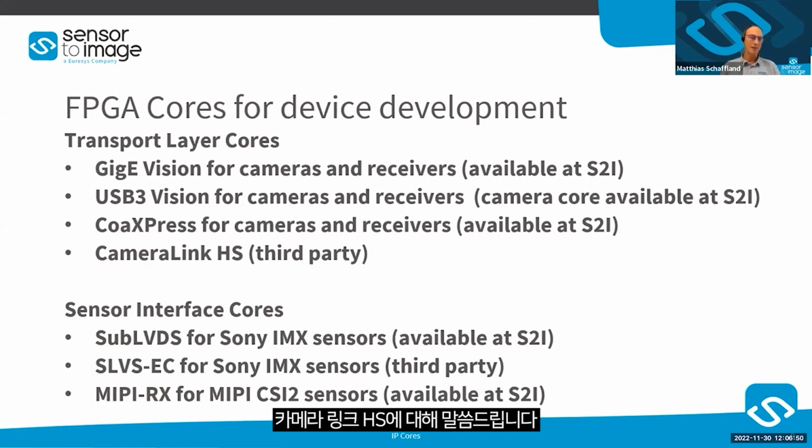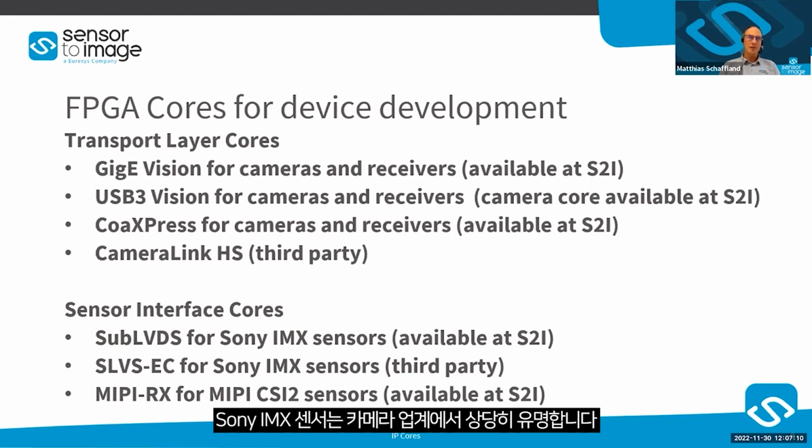Camera Link HS, I did not mention it before. This is an additional standardized protocol. This is available at third parties. For sensor interfaces, there are a lot of different interfaces in the market. I mentioned only a few.